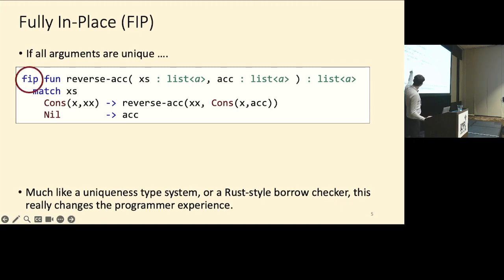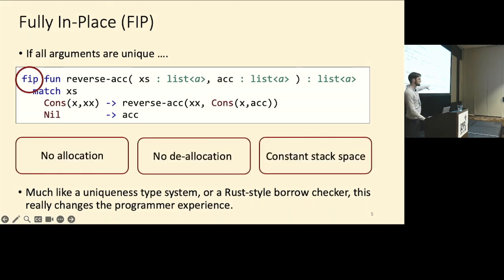And we have this nice keyword, FP, that is an abbreviation for it. If you write FP in front of a function, the compiler will check for you that the optimization can happen. And if you pass in unique arguments, we will have no allocation, no deallocation, and the function uses constant stack space. And of course, if you pass in a shared list or something, then you would have to allocate. So this is a bit like a uniqueness type system, or a linear type system that we saw also in the keynote in the morning, in that you can really now rely on this optimization.